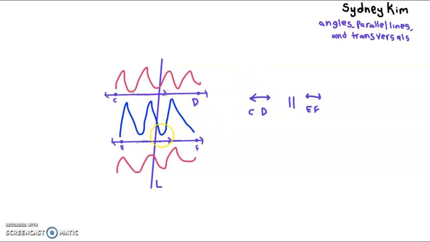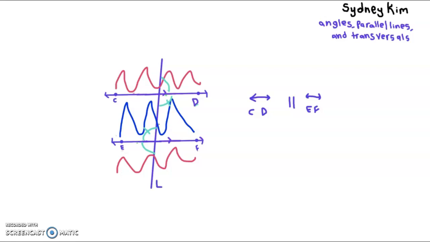So in this case, this angle right here would be congruent to this angle right here because they are alternate exterior angles located outside of the parallel lines, while this angle right here would be congruent to this angle right here because they are alternating angles inside of the parallel lines, and this is again called alternate interior angles. Vertical angles and corresponding angles are also congruent.